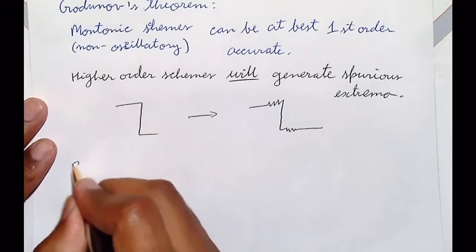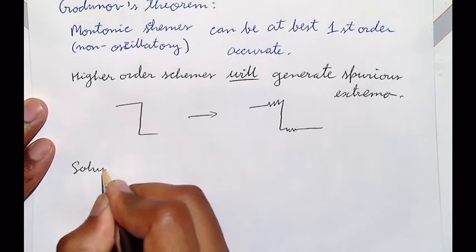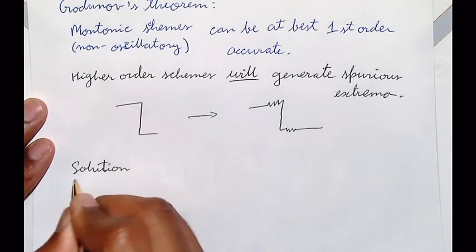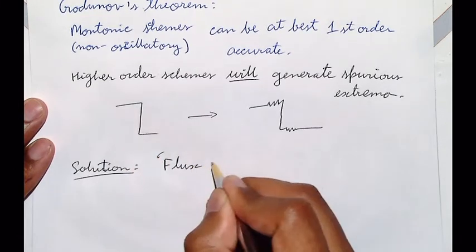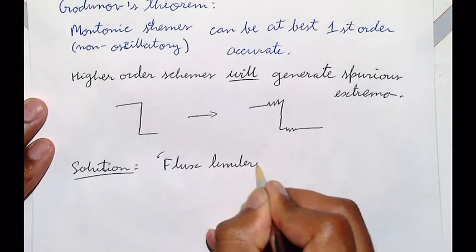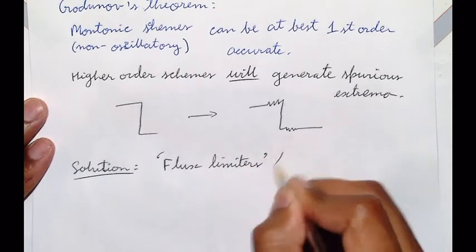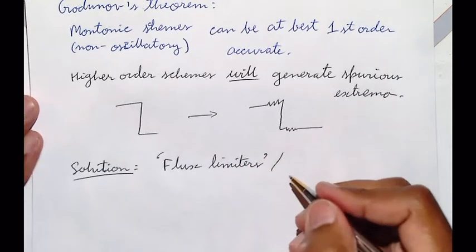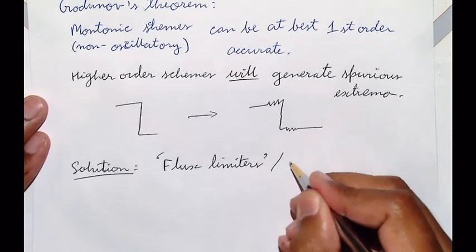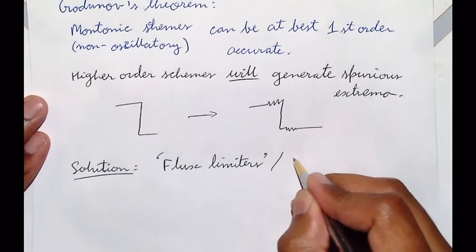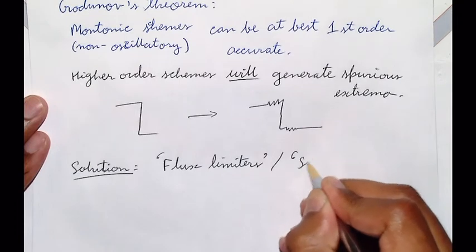All right, so the solution was to use something called flux limiters, or I almost wrote flux capacitor, or slope limiters.